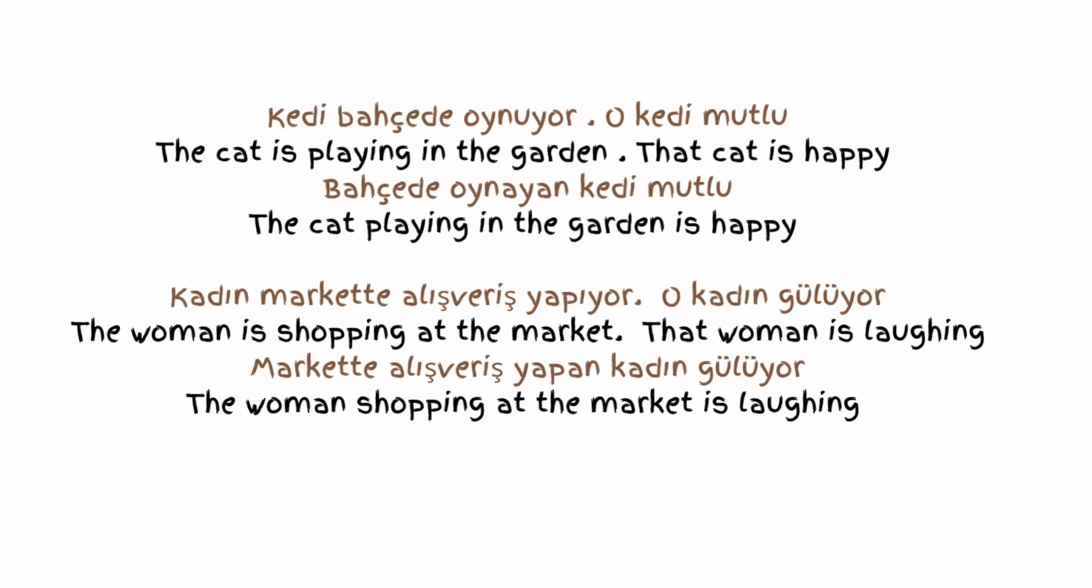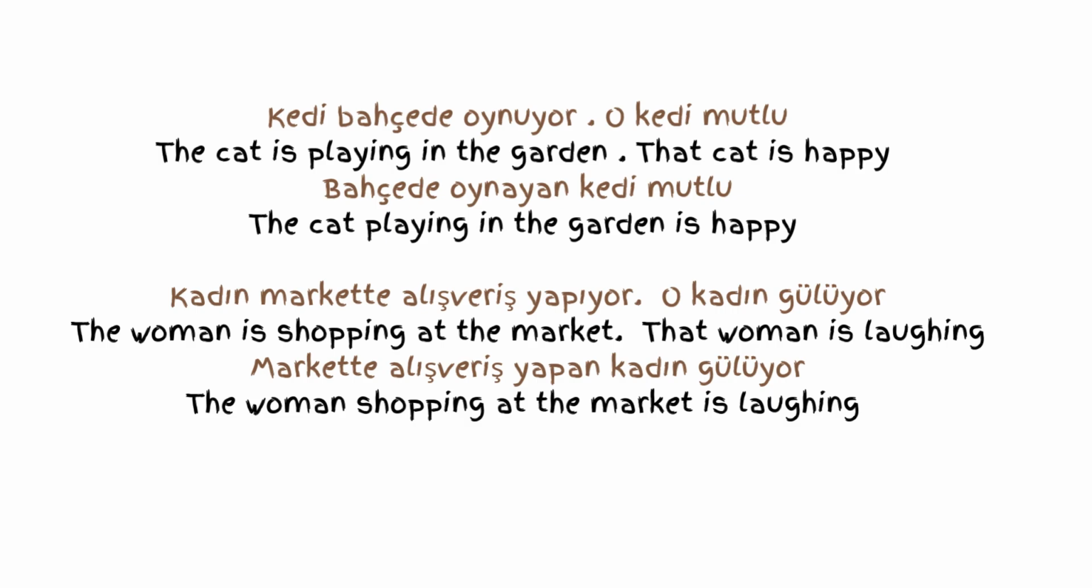Now, let's say it together. We're going to begin with the object, which is bahçede, in the garden, followed by the verb oynuyor. Remove the uyor, becomes oynayan, and followed by the subject, which is kedi. We finished the first part of the sentence. We're gonna move to the second sentence, which is o kedi mutlu. I'm not gonna take the subject because I already mentioned it. What is left is mutlu. Bahçede oynayan kedi mutlu. The cat that's playing in the garden is happy.